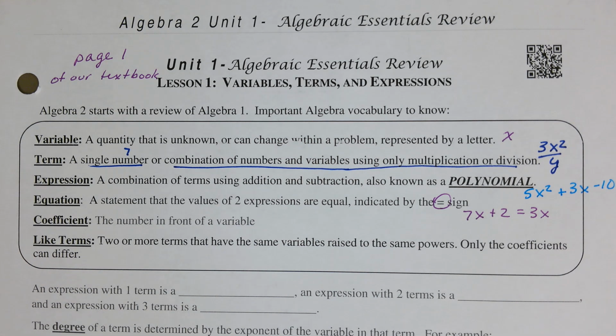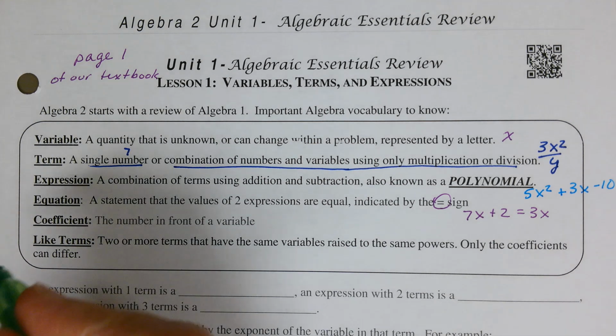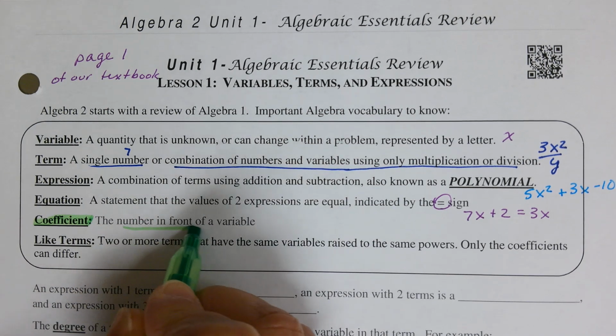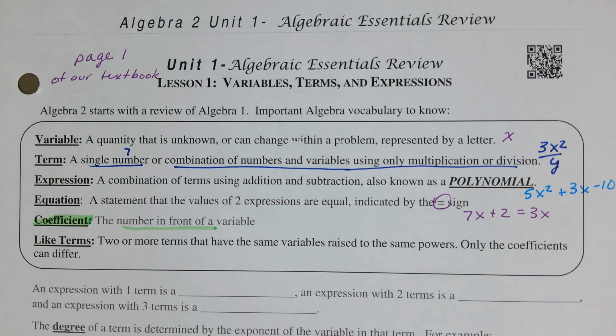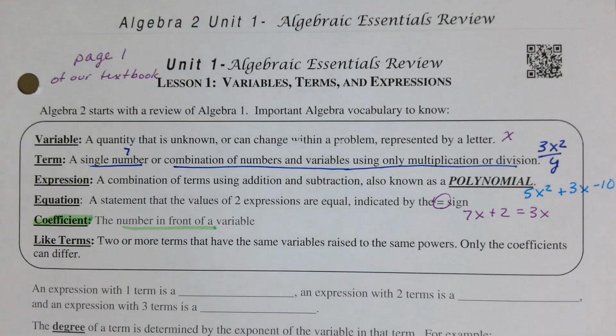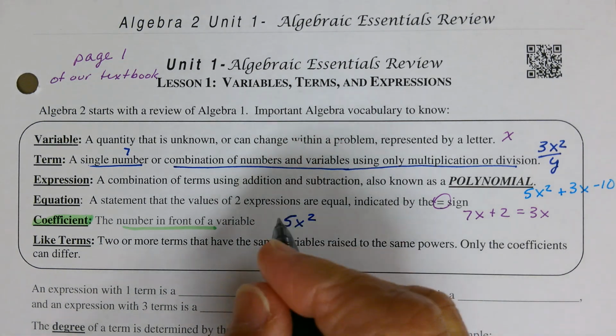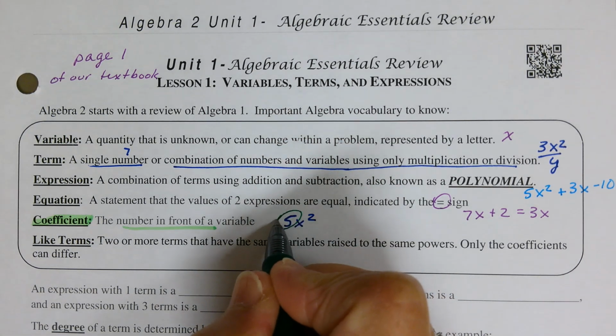The coefficient is the number in front of a variable. If I have the term 5x squared, its coefficient is 5.